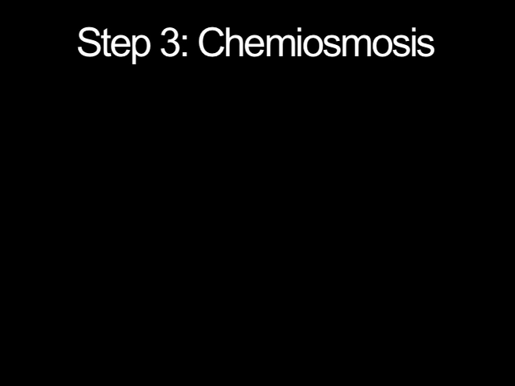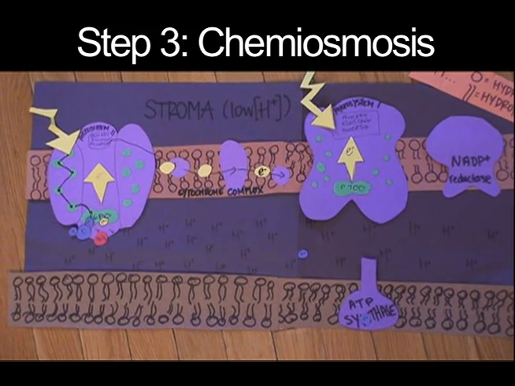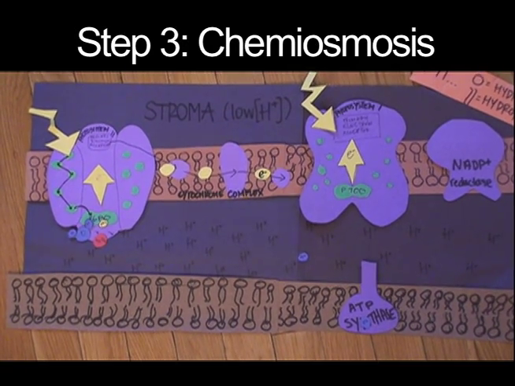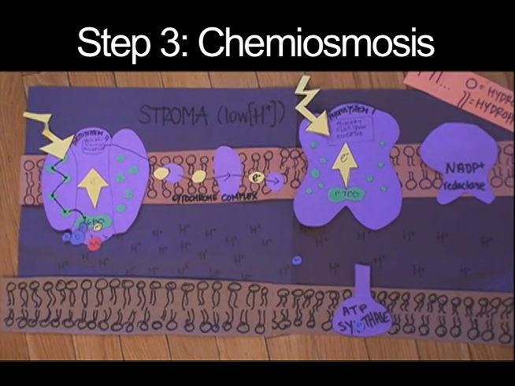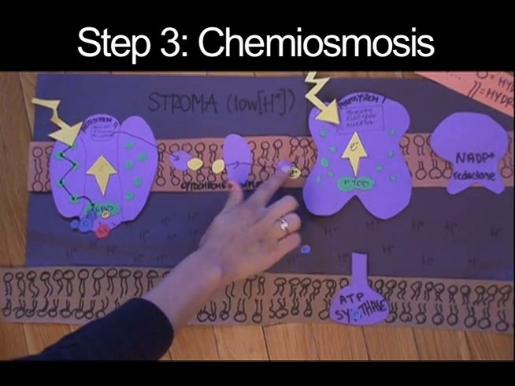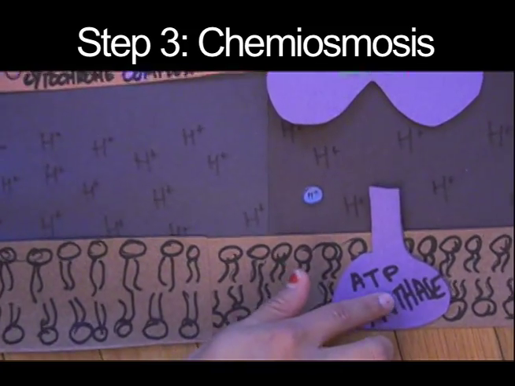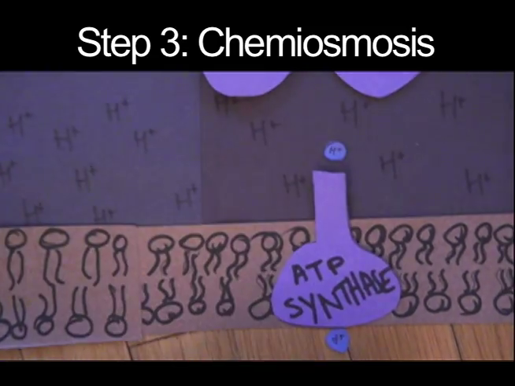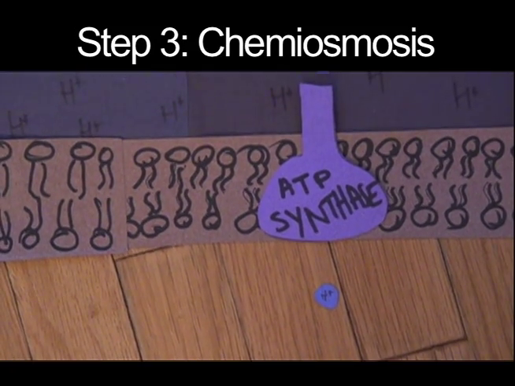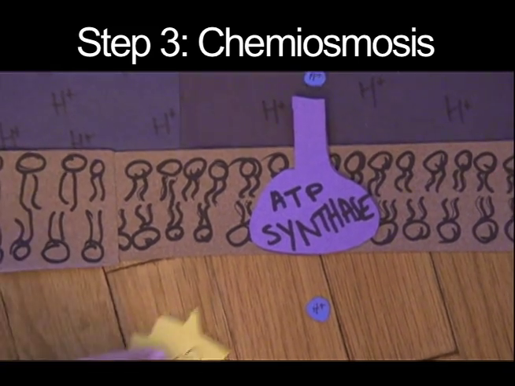Step 3. Chemiosmosis. Chemiosmosis drives ATP synthesis using the potential energy of a concentration gradient across the membrane. But how is this concentration gradient generated? As photoexcited electrons are passed down the electron transport chain connecting the two photosystems, hydrogen ions are pumped across the membrane from the stroma into the thylakoid space, generating a concentration gradient as shown. The movement of hydrogen ions down their concentration gradient allows ATP synthase to produce ATP.